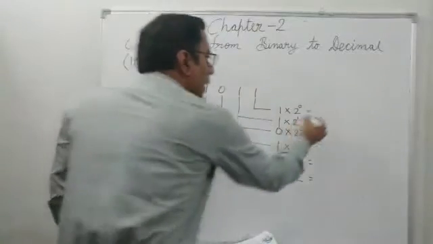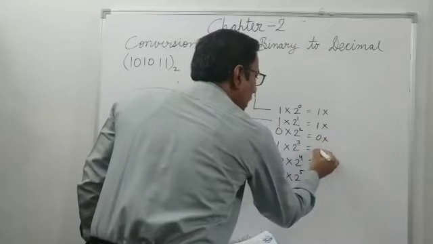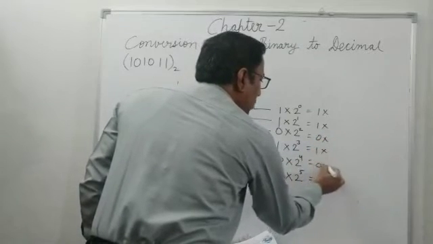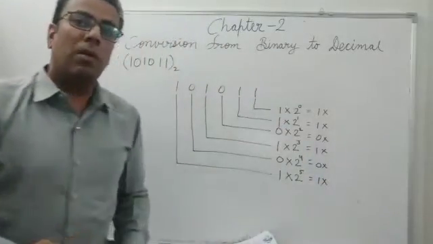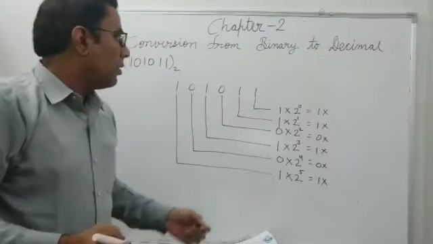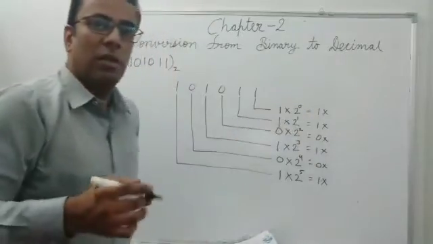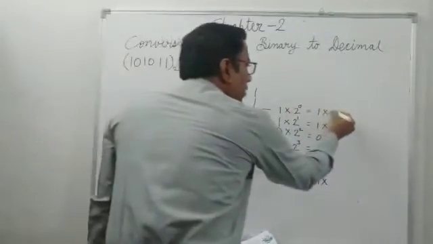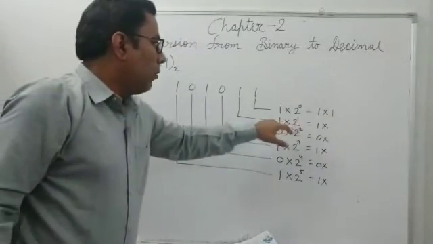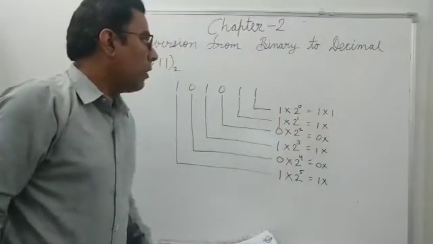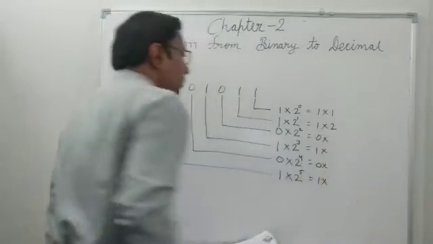So 1 multiply, 0 multiply, 1 multiply, 0 multiply, 1 multiply. Then 2 raised to the power 0 means 1, because we know that every variable or constant with power 0 has value 1. So 2 raised to the power 0 equals 1. Now 1 multiplied by 2 raised to the power 1. 2 raised to the power 1 means 2, so here you write 2.